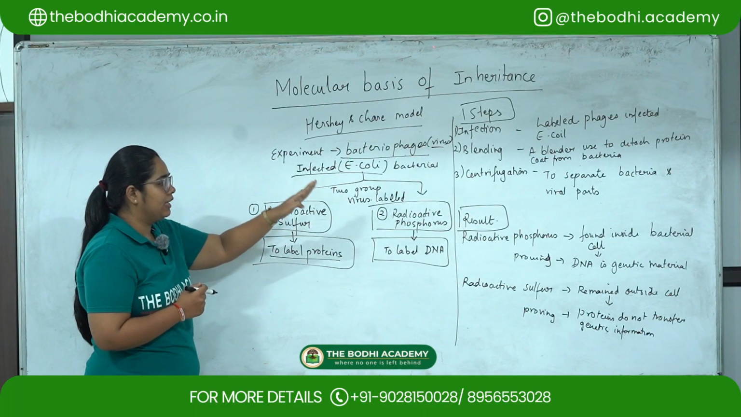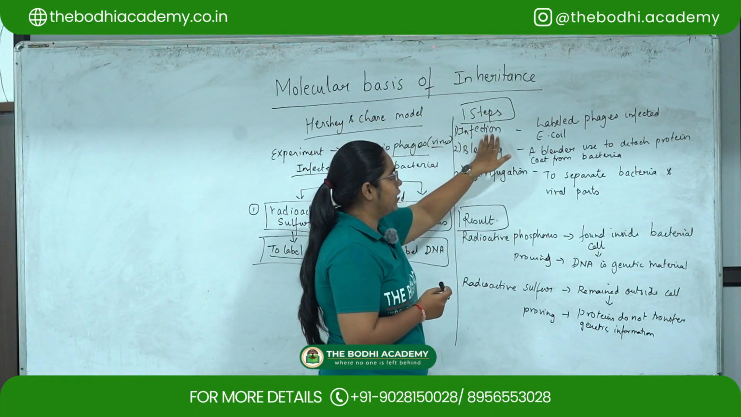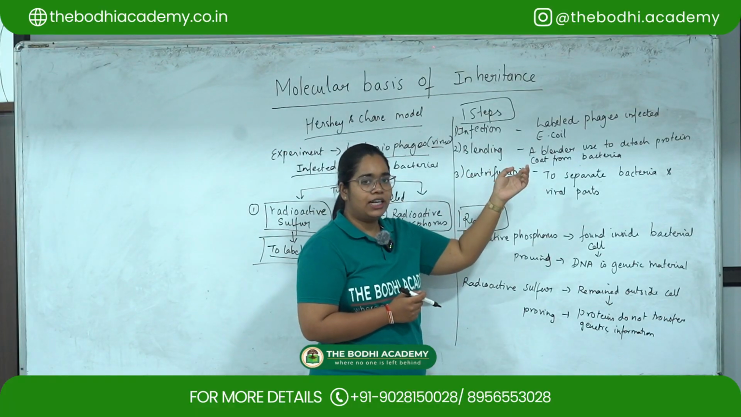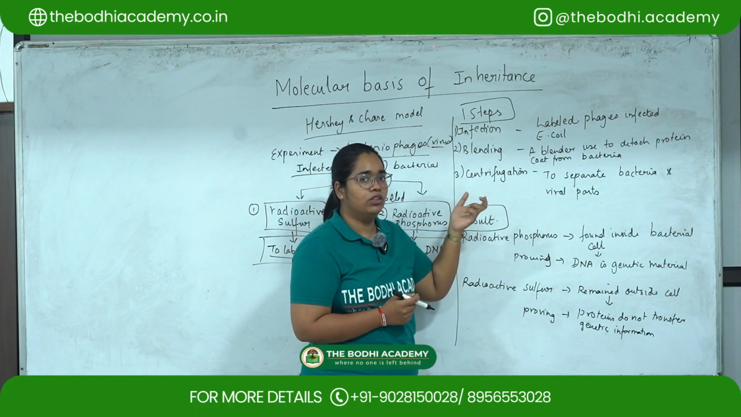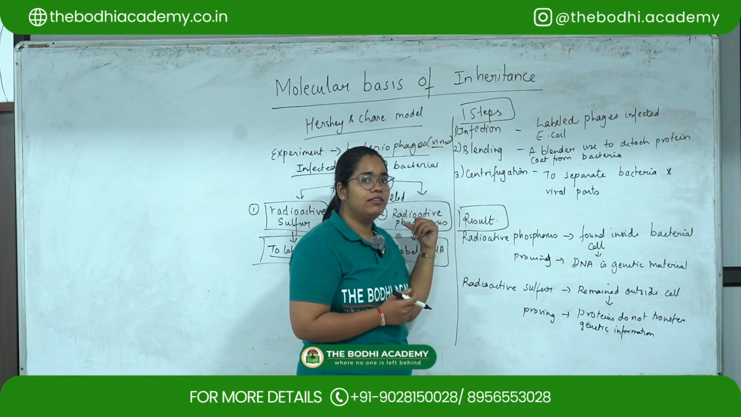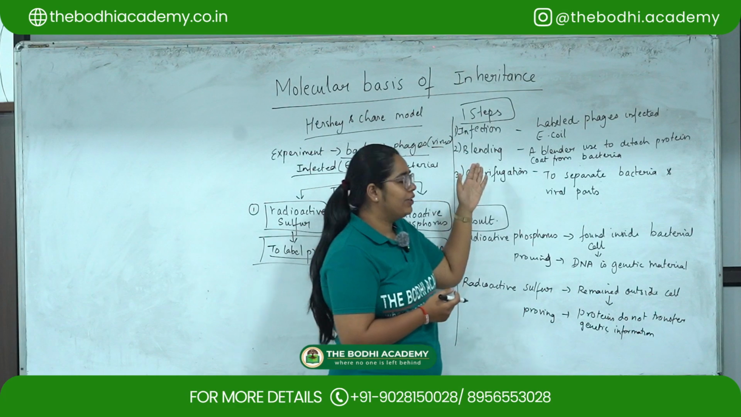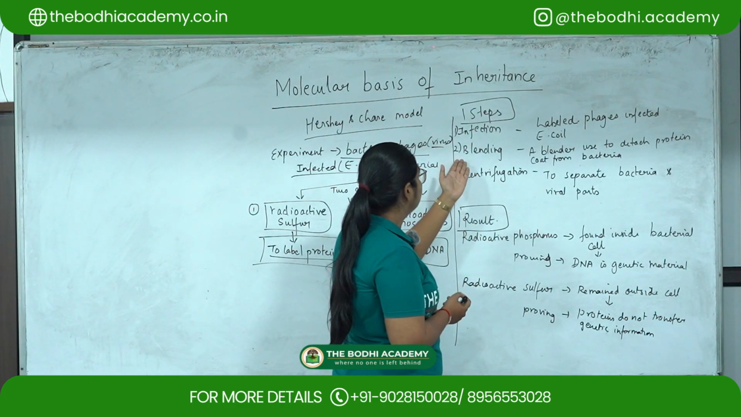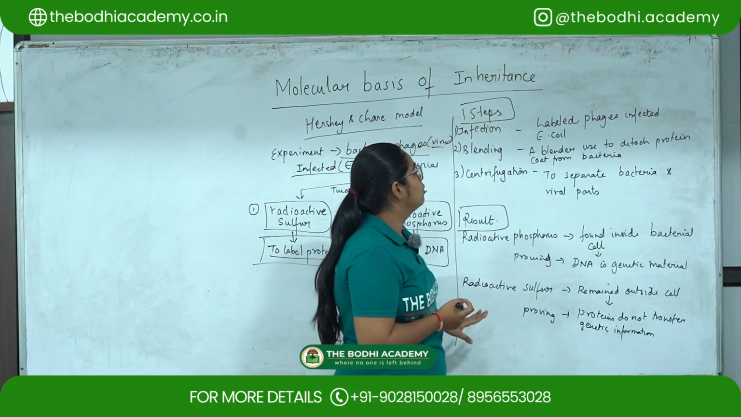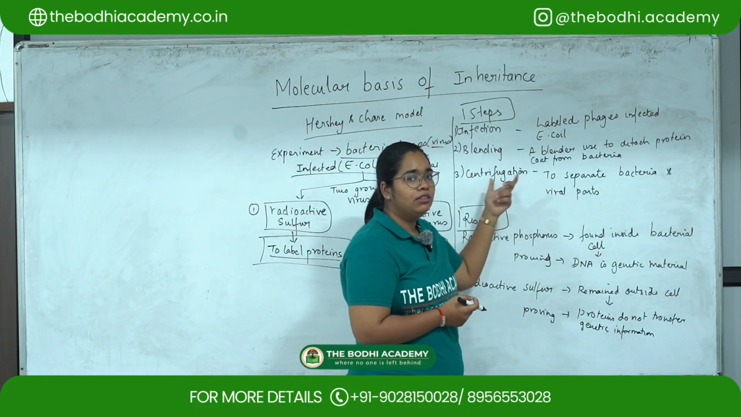So how was the experiment held? The first step is infection, that is, the labeled viruses were allowed to infect the E. coli, labeled with radioactive phosphorus and radioactive sulfur. Then after infection, the second step is blending. In blending, a blender was used to detach the protein coat from the bacteria.